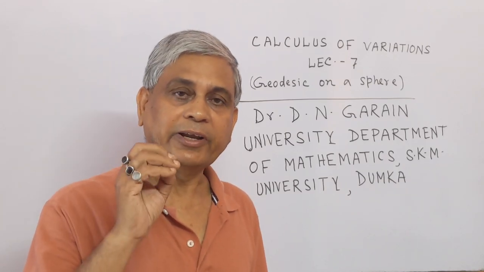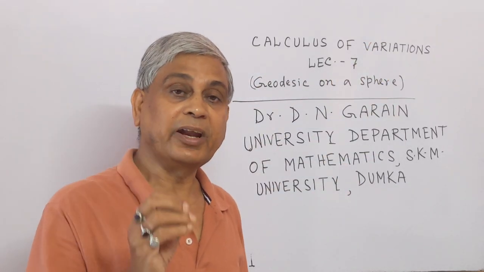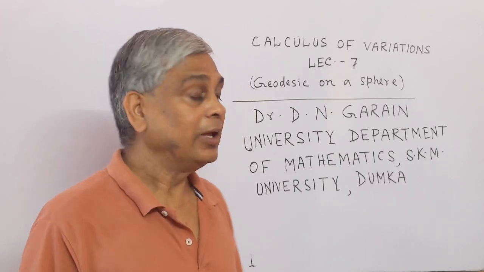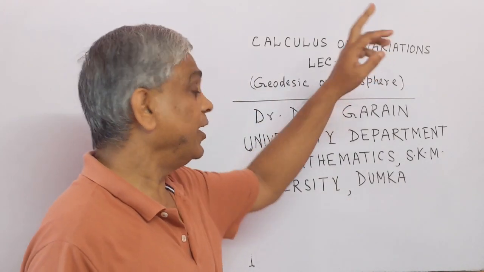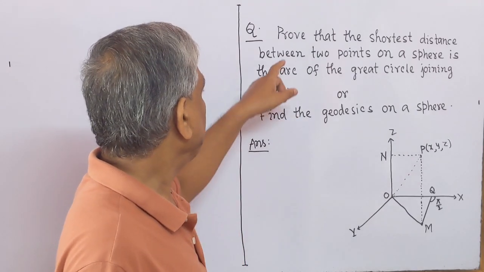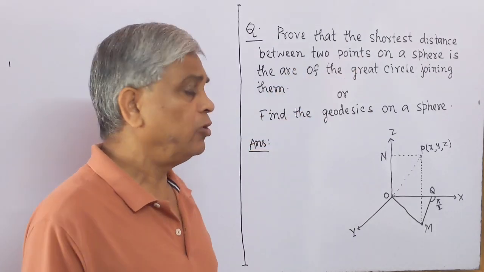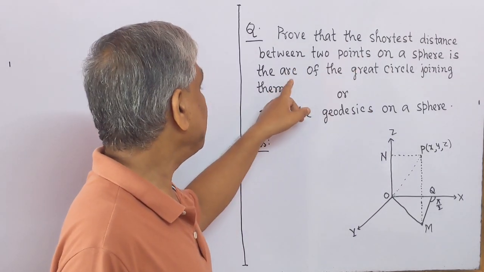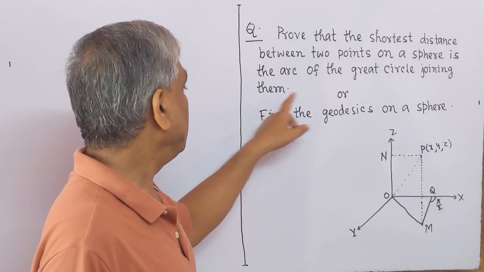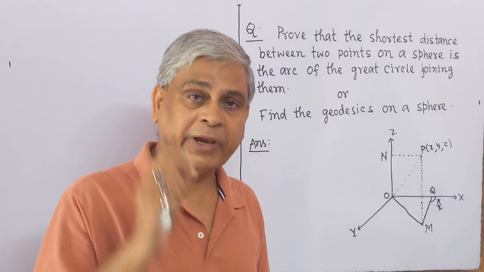Today, I will deliver lecture on calculus of variations, lecture number 7, in which I will derive the geodesic on a sphere. Now, we solve the problem. The problem is: prove that the shortest distance between 2 points on a sphere is the arc of the great circle joining them, or find the geodesics on a sphere.